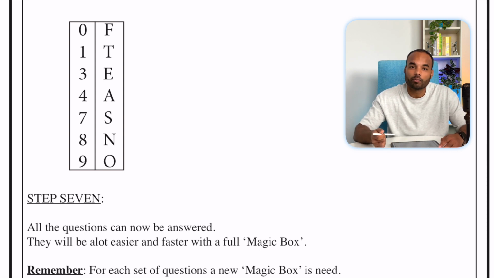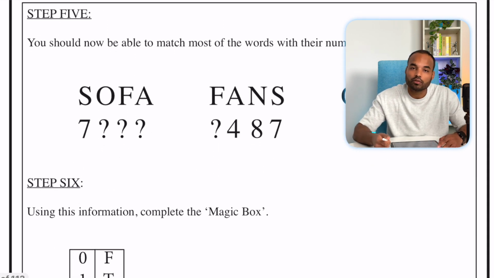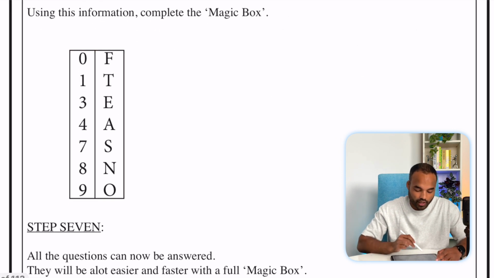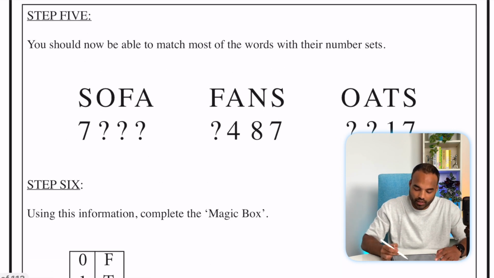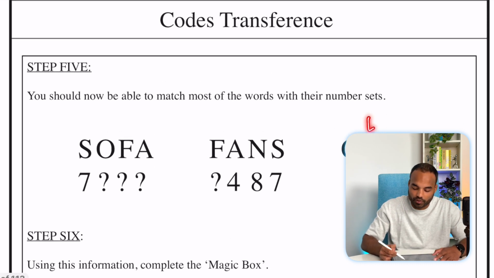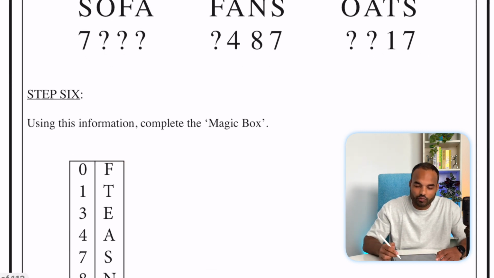Now with the completed number box, you can use that to generate the codes for the other words. For oats, I know that 9 represents O, so I can say that must be 9. I know that A must be 4, so the code for oats should be 9417.